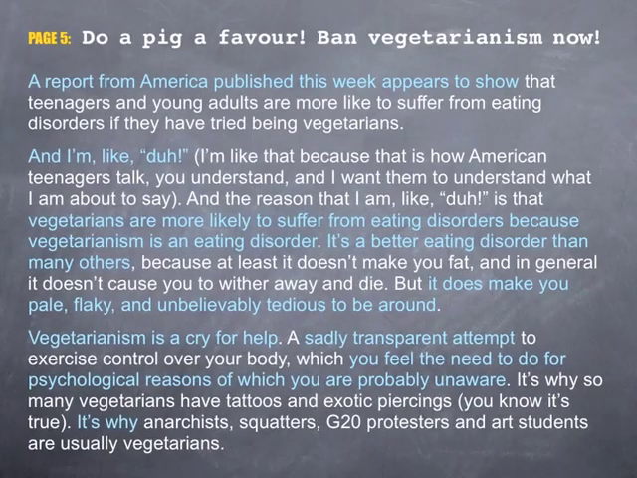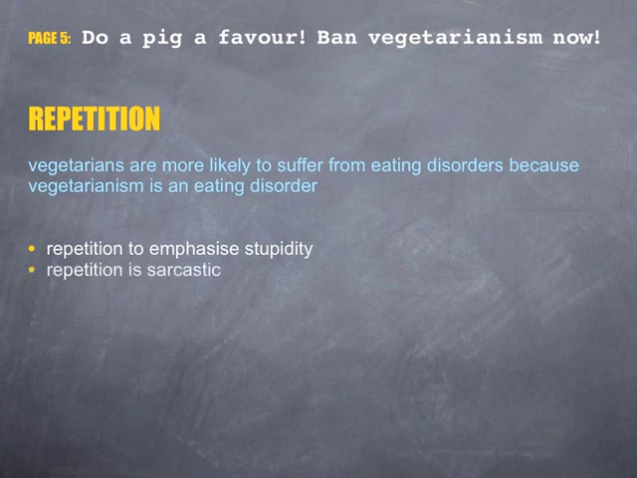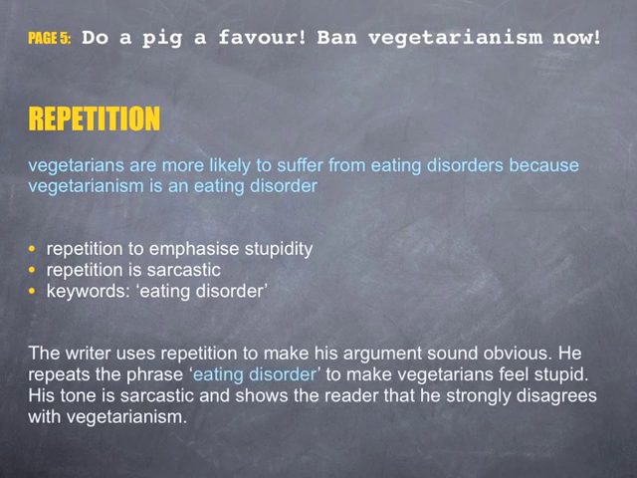In the next example, Coren uses repetition to emphasise the stupidity he thinks exists in vegetarians. The repetition is sarcastic and makes the sentence sound obvious to everyone except vegetarians. The key words to focus on are "eating disorder". The writer uses repetition to make his argument sound obvious. He repeats the phrase "eating disorder" to make vegetarians feel stupid. His tone is sarcastic and shows the reader that he strongly disagrees with vegetarianism.